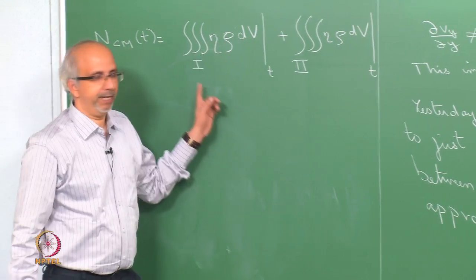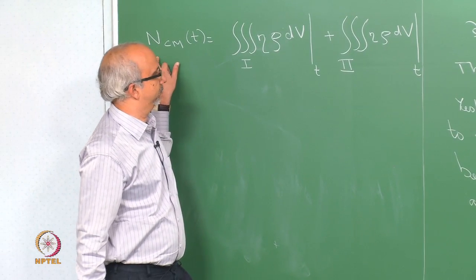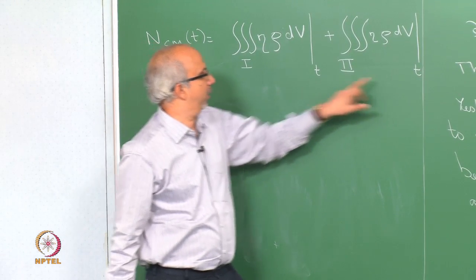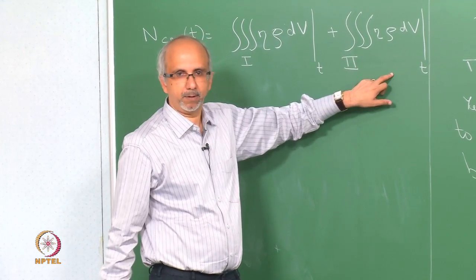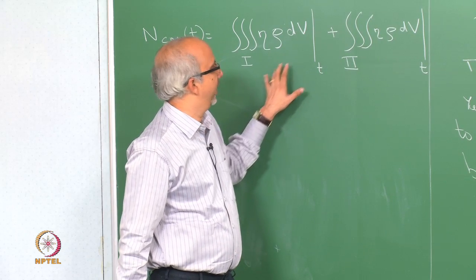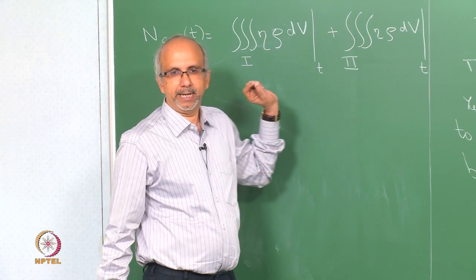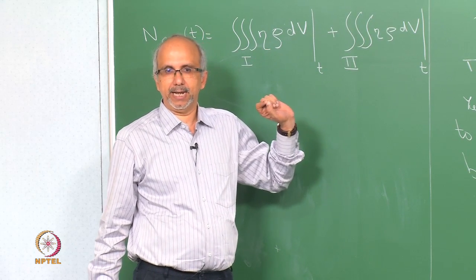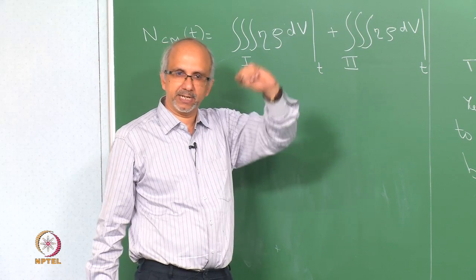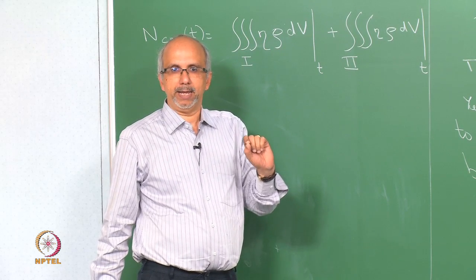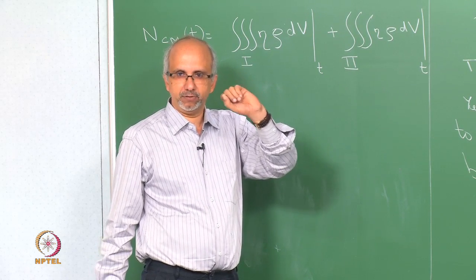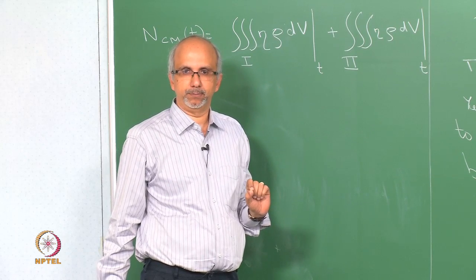So, I am just indicating that at time instant t, I am evaluating this at time t, okay. And what I have done is I am taking into account the fact that I can actually have variations inside my control volume. I can have spatial variations of the property inside my control volume, okay.